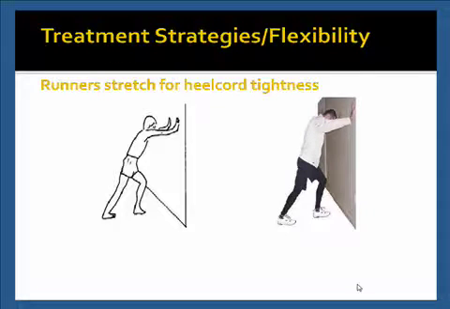If they have tight hamstrings, we will do the runner stretch. You'll note in the picture that one leg is straight, one leg is bent. The straight leg will stretch the gastroc. The bent leg will stretch the soleus. We need to stretch both the gastroc and the soleus to improve their flexibility.